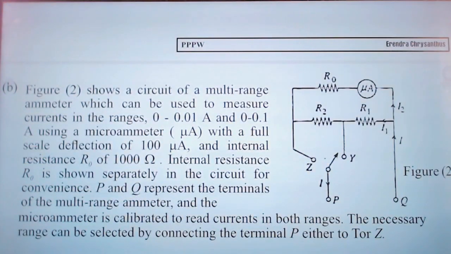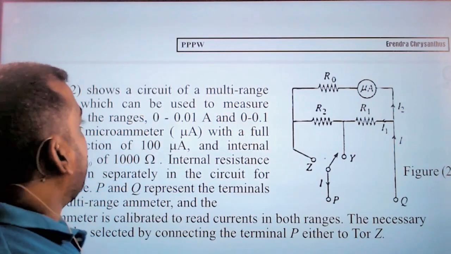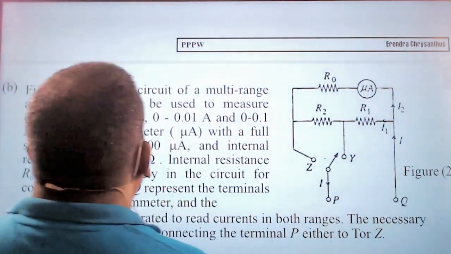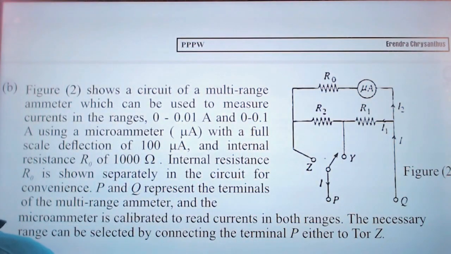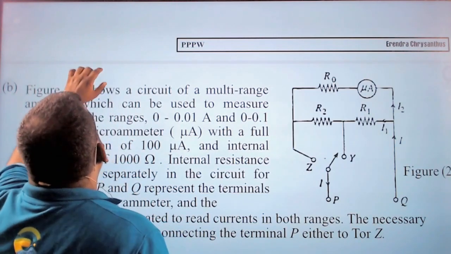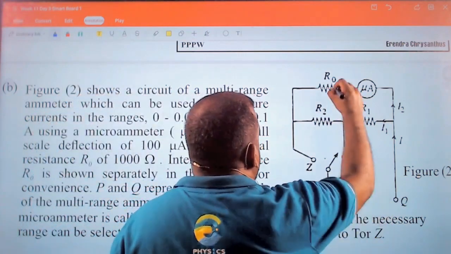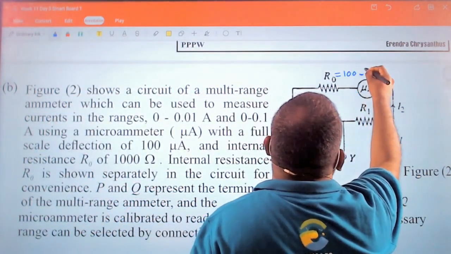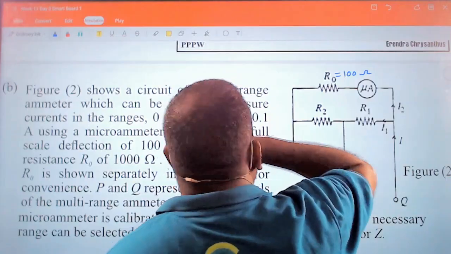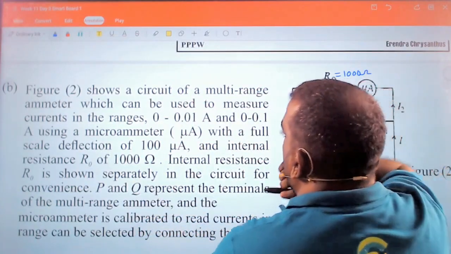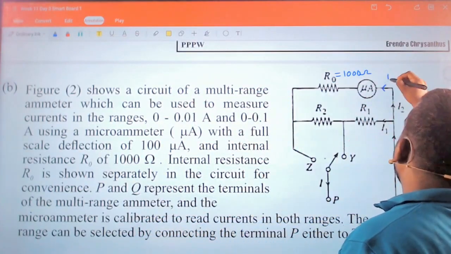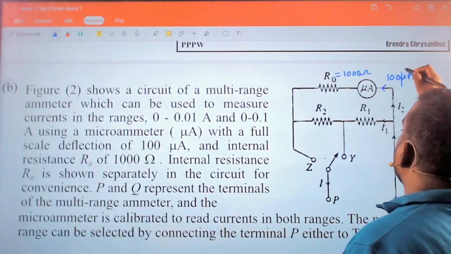Figure 2 shows a circuit of a multi-range ammeter to measure 0 to 0.01, 0 to 0.1, with full scale deflection 100 microamperes and internal resistance 1000 ohm. So here 1000 ohm. Full scale deflection 100 microamperes.